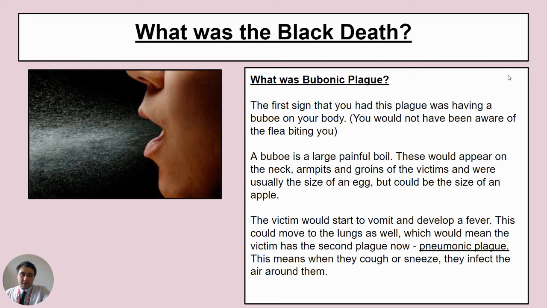Now, the Black Death in this stage, the bubonic plague, could move to the lungs as well. That germ could move to the lungs. And if that happens, it would mean you had a second plague, a second illness called pneumonic plague. And this now meant that when you coughed, or you sneezed, or you breathed near someone, you were breathing out infected air. People aren't wearing gas masks back then, and so people would be breathing in that infected air.